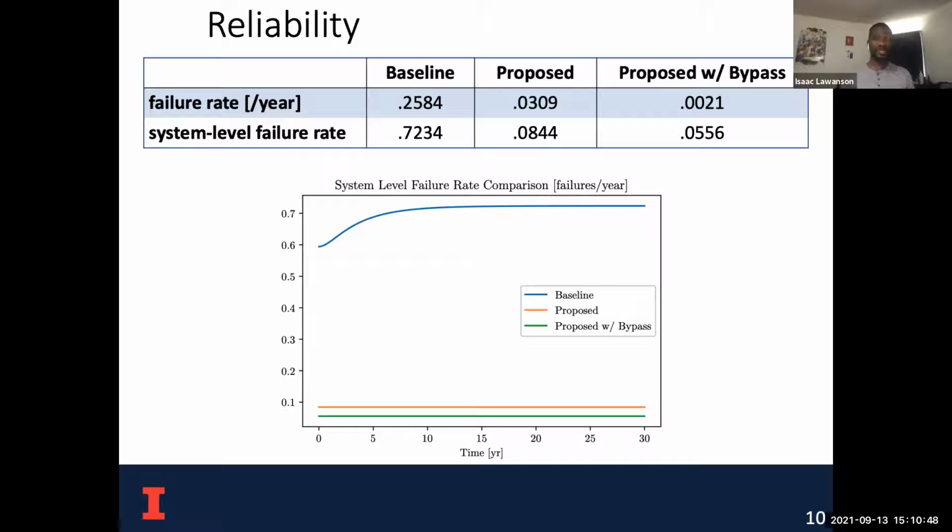And we see this interesting thing that happens at the beginning of the baseline, but it doesn't occur for the proposed and proposed with bypass because the failure rates are so low that we don't even actually get to see that trend over the first 30 years. And this trend is a result of the capacitor failing, the first stage of the capacitor having a high rate of failure in those first 10 years. But because of the reduced failure rate for the proposed and proposed bypass, we don't see that trend in the first 30 years.